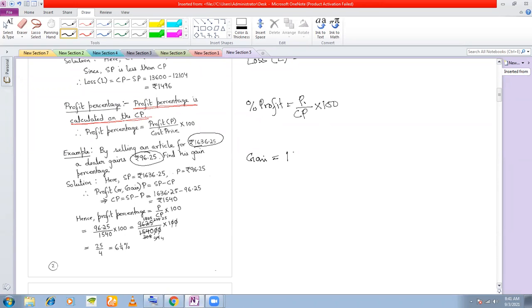So therefore, this is 1636.25 minus 96.25. This is gain. So he is gaining rupees 1540. Right? So gain percentage or profit percentage is equal to profit by cost price into 100. Now you have to identify the cost price again. Which one is the cost price? 96.25 is the cost price.